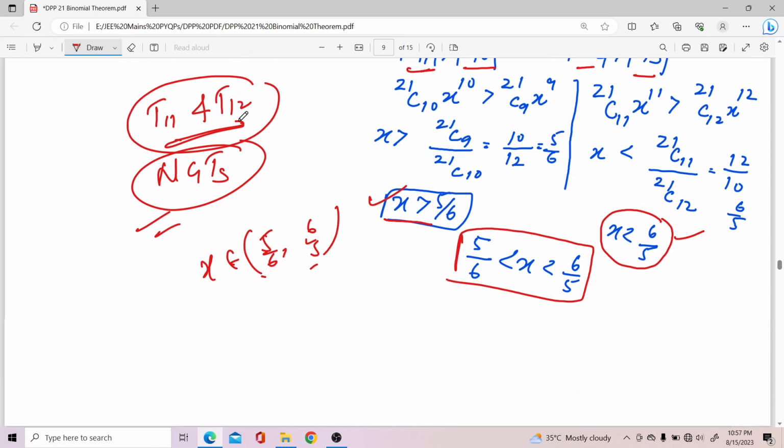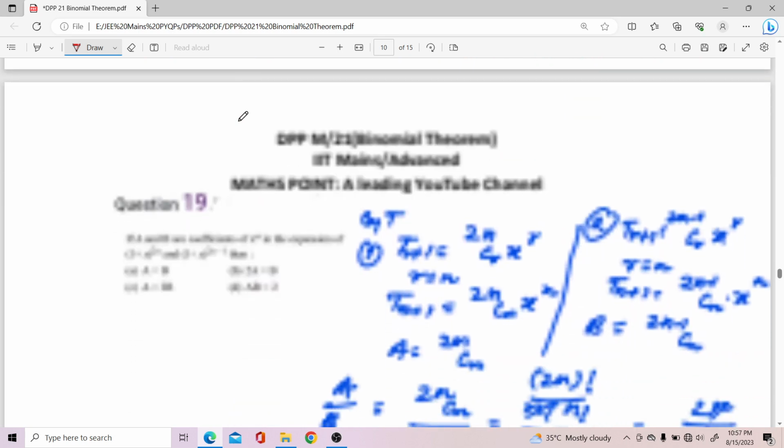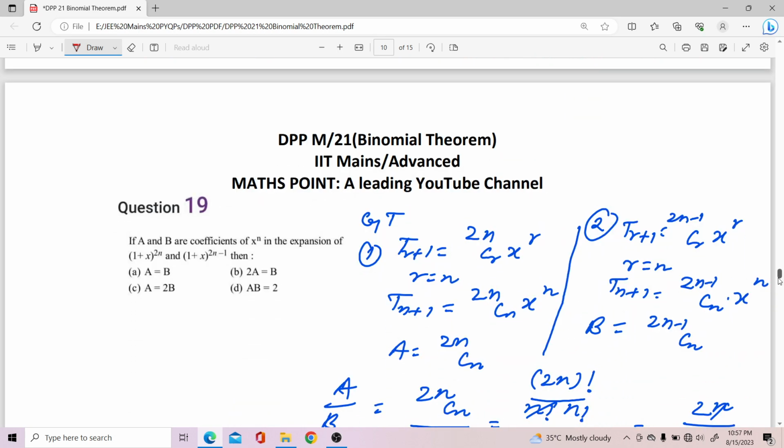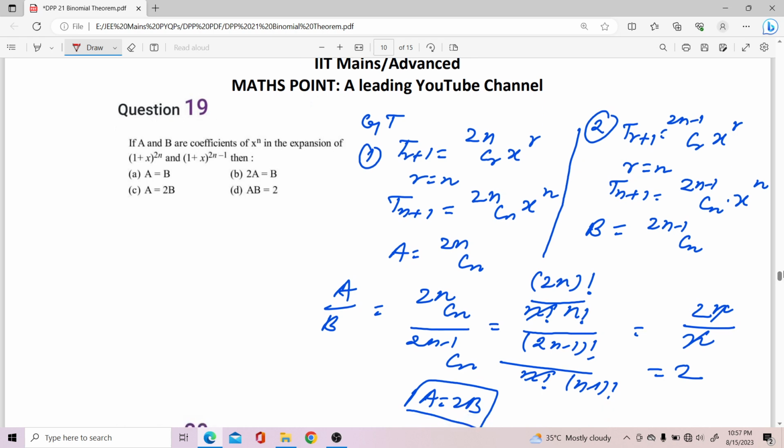So now let us move to question number 19. You can see this question number 19. A and B are the coefficients of x raised to n in the expansion of (1 plus x) raised to 2n and (1 plus x) raised to 2n minus 1.